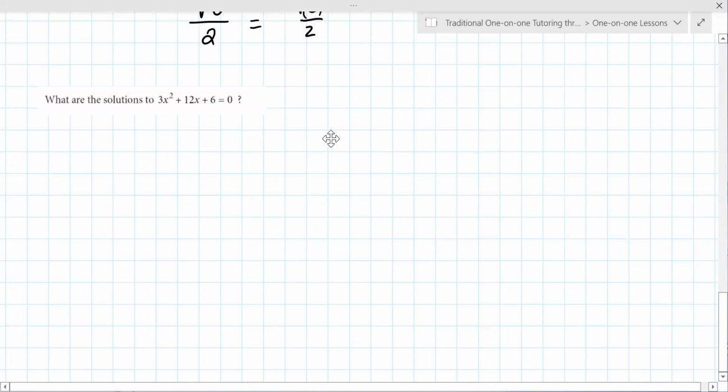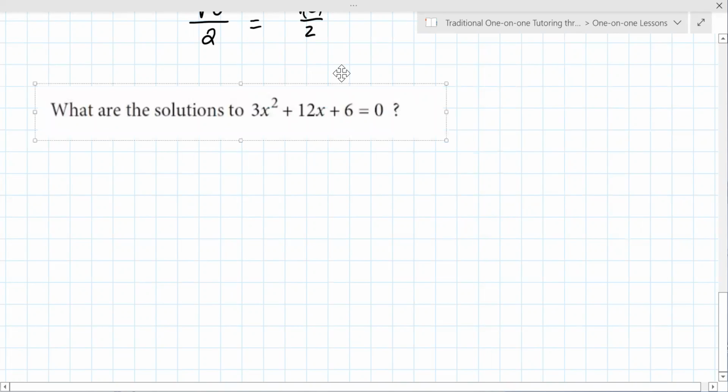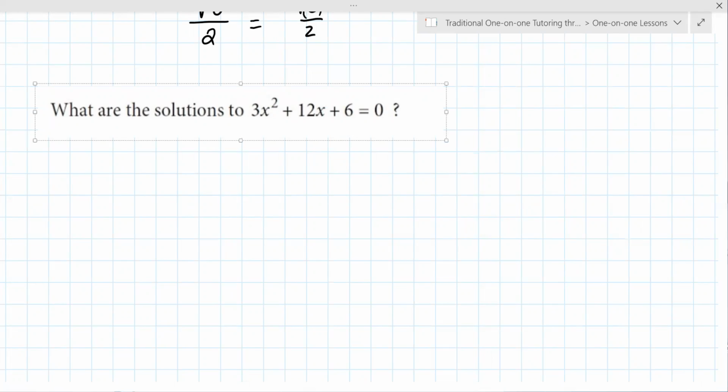Okay, so here's another question. What are the solutions to 3x squared plus 12x plus 6 equals 0? So I would like you to try solving this on your own, please. Okay.